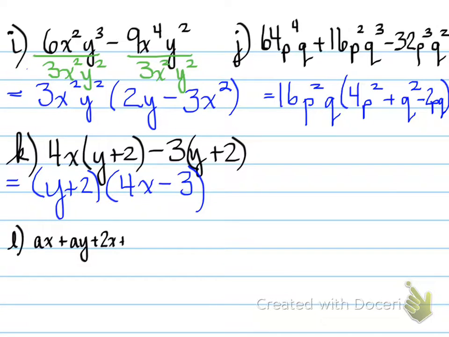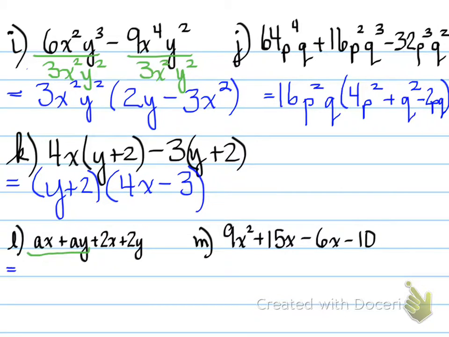L, ax plus ay plus 2x plus 2y, and M, 9x squared plus 15x minus 6x minus 10. Now, a lot of you are going, but wait, there is nothing common in each of these terms. And I would say you're probably right. But what we're actually going to do is I'm going to teach you a neat little step about this. We're actually going to partially factor. So only factor in pieces of 2.